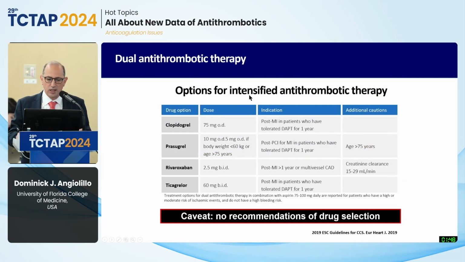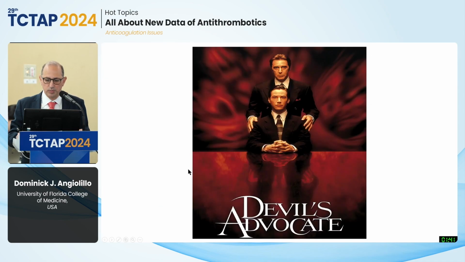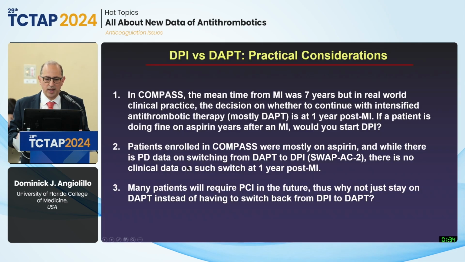The problem with the guidelines is that they do not distinguish between which of these strategies, either DAPT or DPI. Now, I'd like to be the devil's advocate here as it comes to the DPI strategy. We know that in the COMPASS trial, the mean time from an MI was around 7 years. But in real-world clinical practice, if you're going to decide to stay on intensified therapy, you make that decision at 1 year. It's not like you wait 7 years and say, hey, I'm going to start you on DPI.